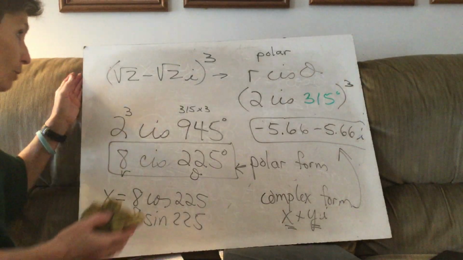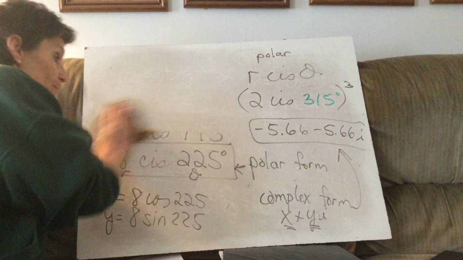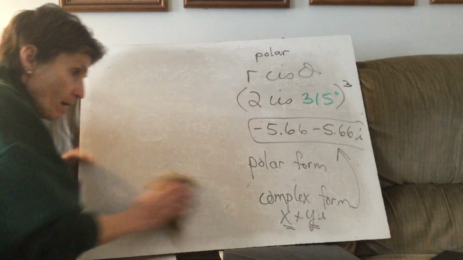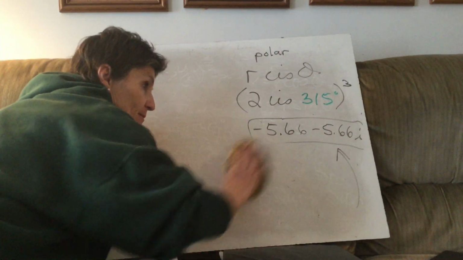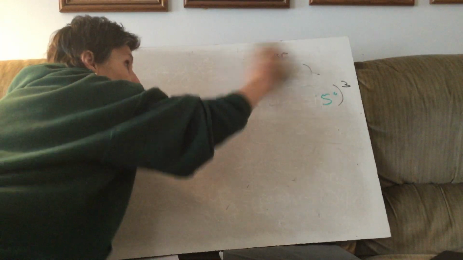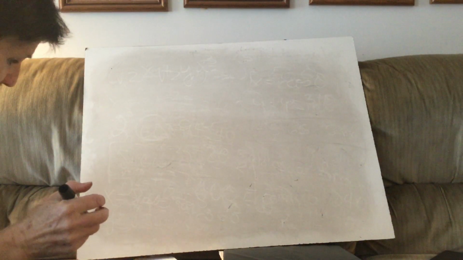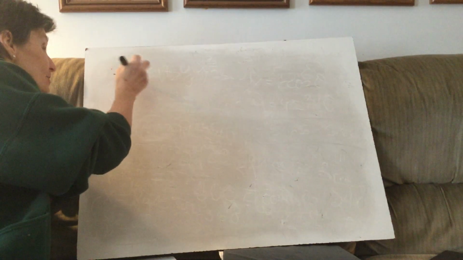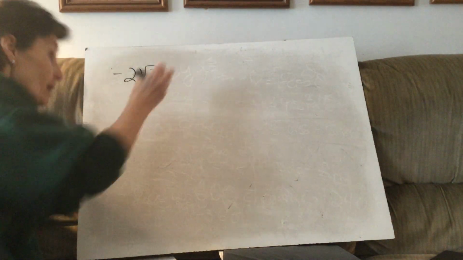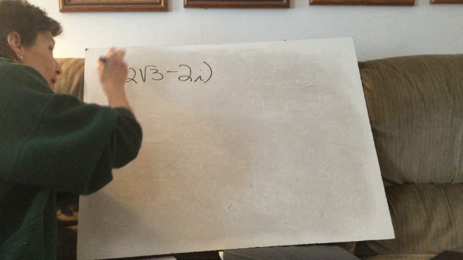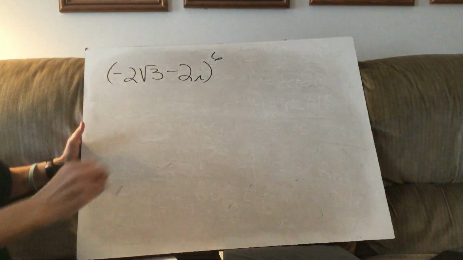Okay, we have one more of those to do. These are by far the most complicated problems in this little unit, but they're all done exactly the same way. So if you're taking good notes, you should be able to follow along just fine. All right, so our last one, negative 2 root 3 minus 2i, and we're going to raise this one to the 6th power.